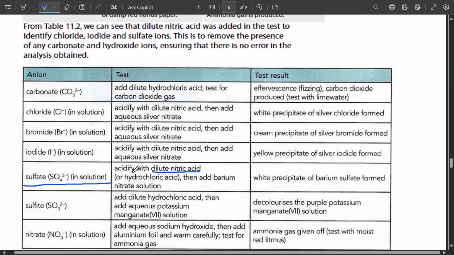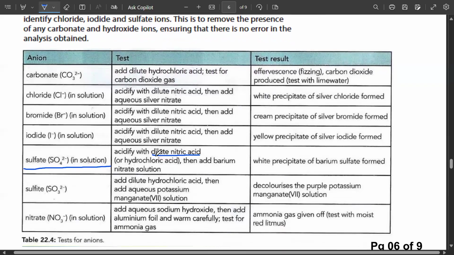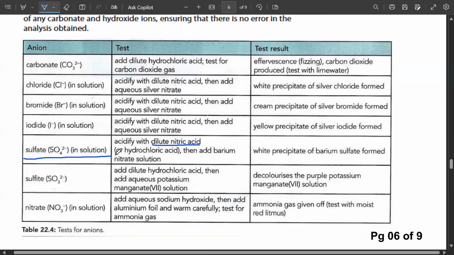So when dilute nitric acid is added, then it must be reacted with the barium nitrate solution. But in our case, we are using silver nitrate, which means if we just consider only the barium nitrate, then it must produce barium sulfate. I can write the equation here.